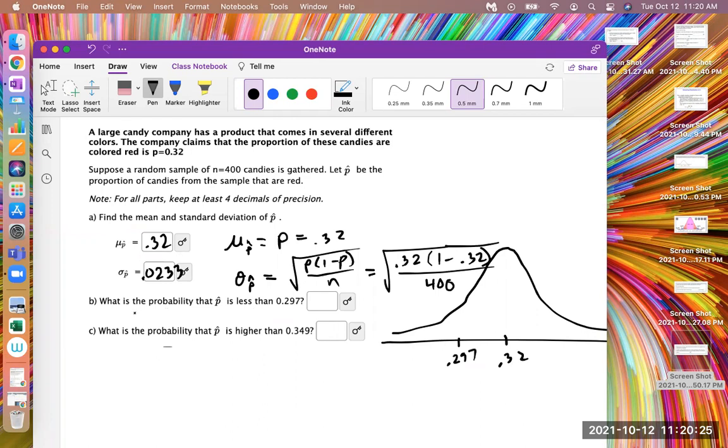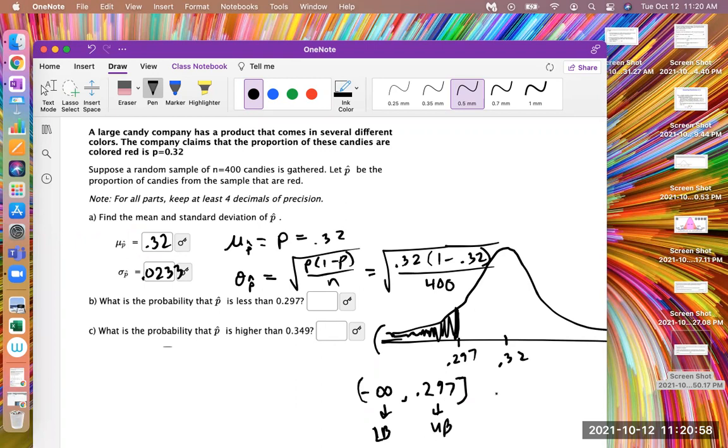And then they ask, what is the probability that it's less than? Where are the numbers less than 0.297? They are to the left. So this is the region they're trying to find the area of. The cutoff is going to be negative infinity there, and on the other side the shading stops at 0.297. So that would be my lower bound, LB, and my upper bound, UB.